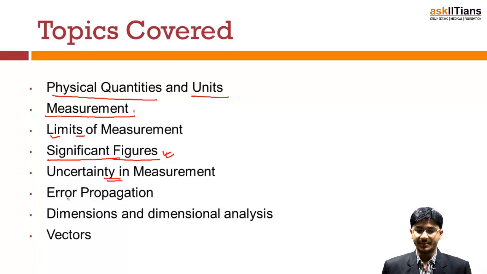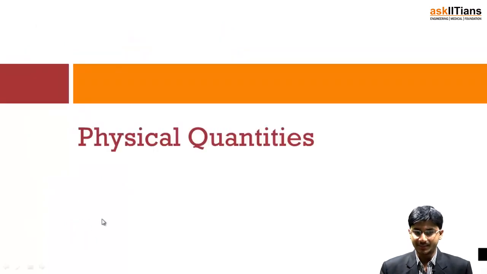Then we will do dimensions and dimensional analysis, which deals mainly with the physical quantity only in terms of its units, which we will later start to call dimensions after introducing some new elements to the unit. Then in the end we will deal with vectors. So let's start the chapter.